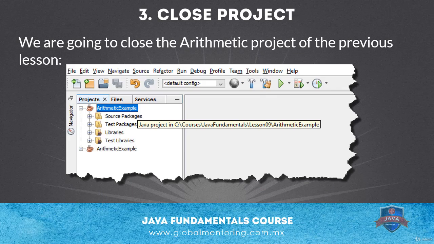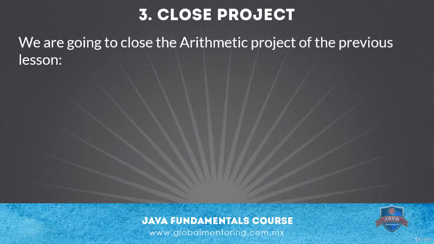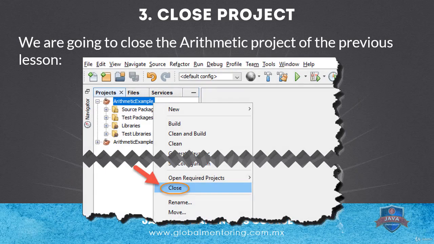We're going to close the arithmetic project of the previous lesson. So we close the arithmetic project, right click on it and select Close.